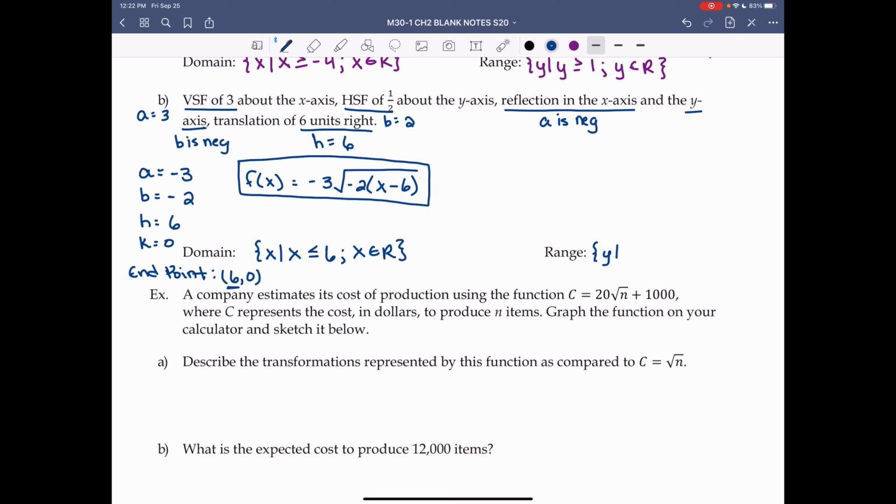Same for range: y such that y is greater than or equal to, or less than or equal to. If the a value is negative, then y is going to be less than or equal to the k value, which is 0 in this case, and y is an element of the real numbers.